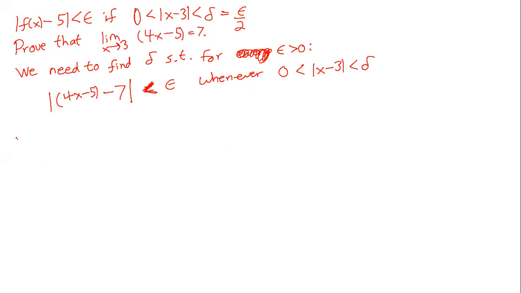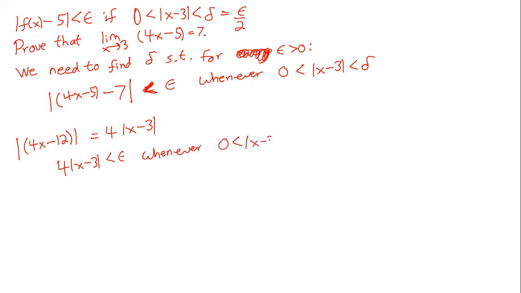So we can notice that 4x minus 5 minus 7 is 4x minus 12, which is equal to 4 times (x minus 3). So this means that 4 times |x minus 3| needs to be less than epsilon whenever 0 is less than |x minus 3| is less than delta. So it looks like we should be using here epsilon over 4. So let's take delta equals epsilon over 4.